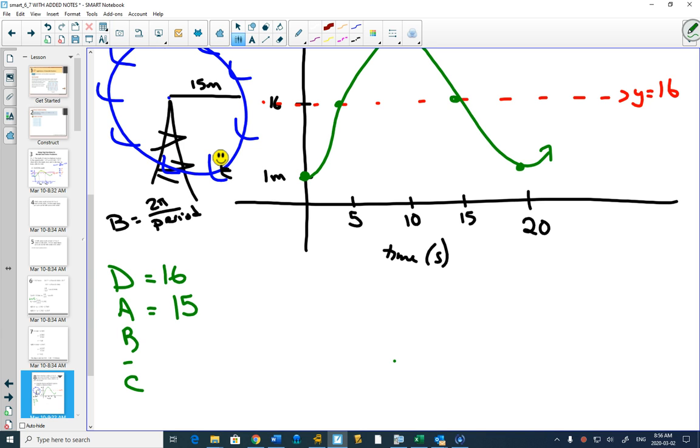Since it takes 20 seconds to rotate, we can now say that our b value is 2 pi over 20. And even though that reduces to pi over 10, I actually prefer 2 pi over 20, because when it's written 2 pi over 20, I can see the period is 20 right away. If it's written as pi over 10, you'd have to do some manipulation to figure it out.